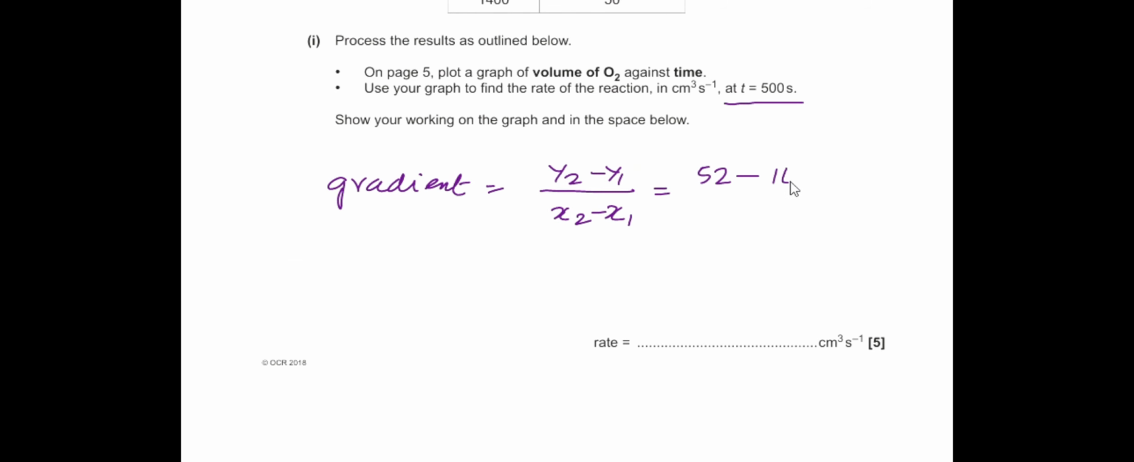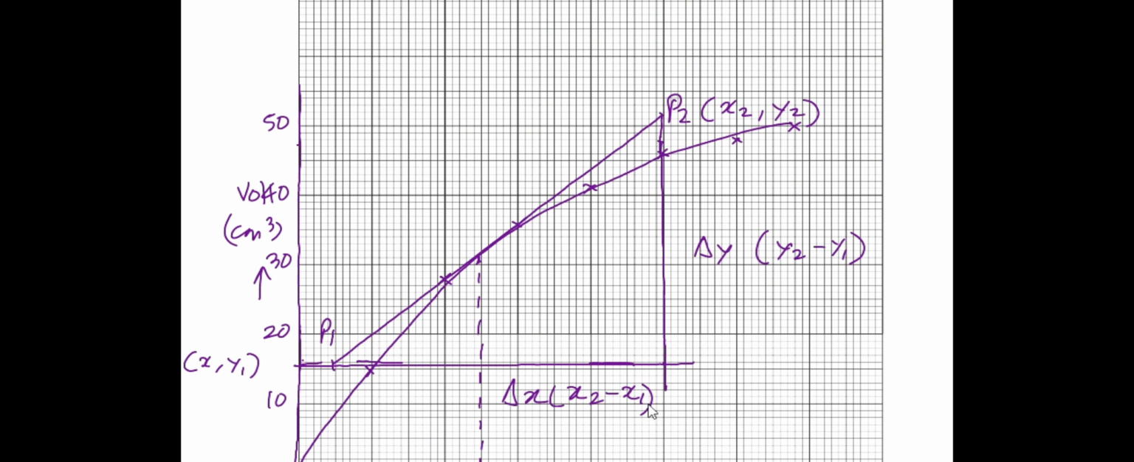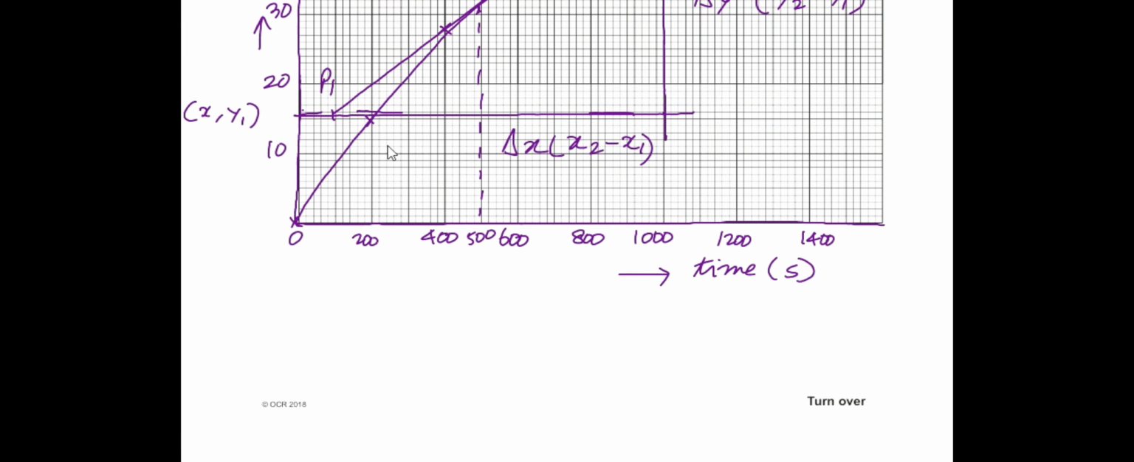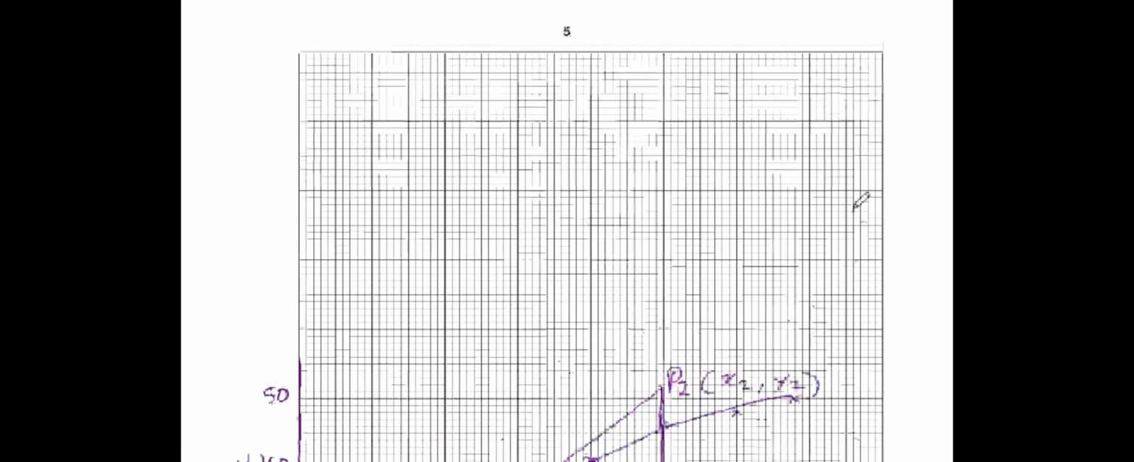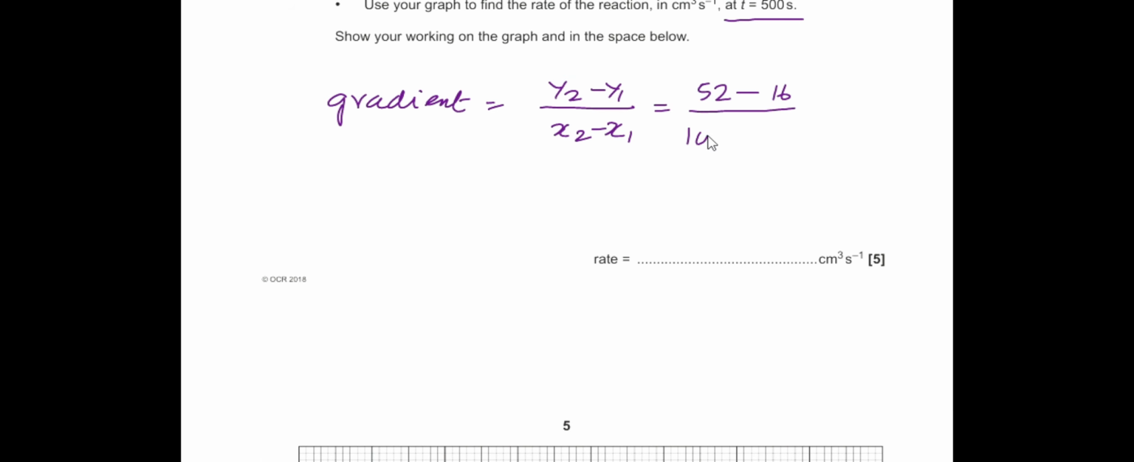So 52 take away 16 divided by the x coordinate of this point, which is 1000, and the x coordinate of this point is 100. So this is 1000 take away 100, 36 over 900, and putting that into the calculator we get 0.04 cubic centimeters per second. We can explain that this is the rate of reaction at t is equal to 500 seconds.